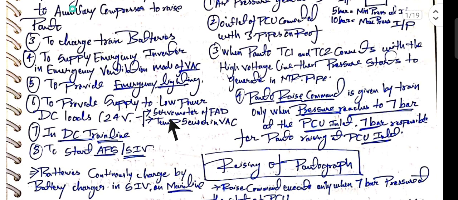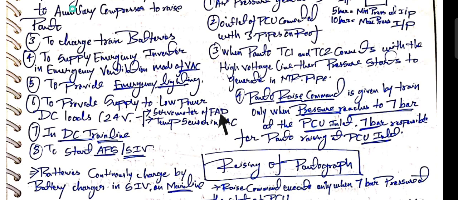To provide supply to low power DC loads, there are DC loads which require low power, as I said, which work on 24 volt DC. For example, we have the servo motor for the fresh air damper. There are two types of dampers used in our ventilation air conditioning system. First is the fresh air damper and second is the return air damper.